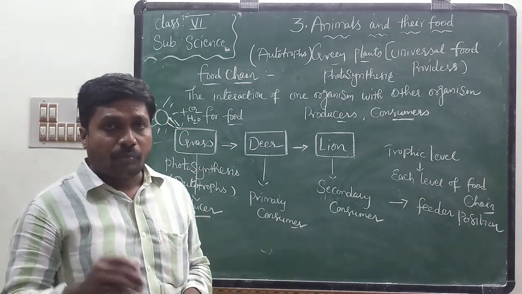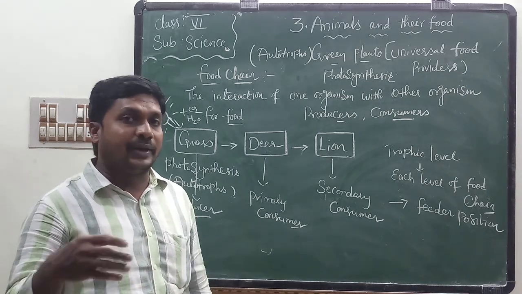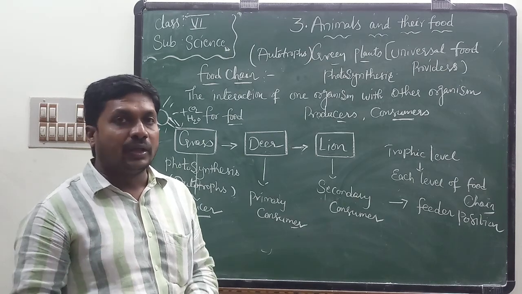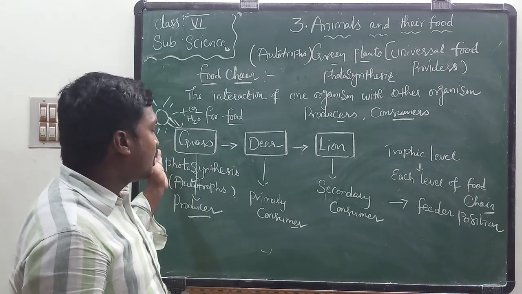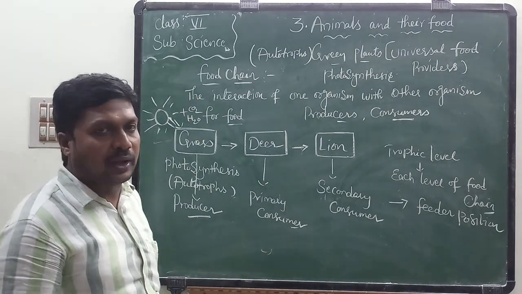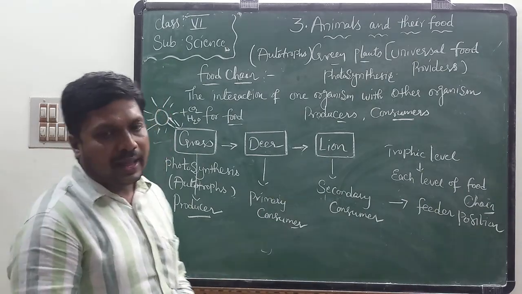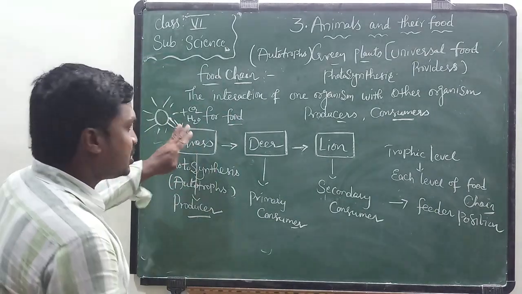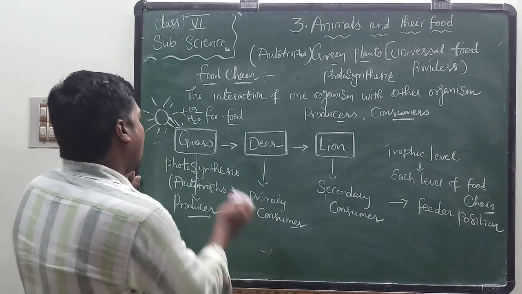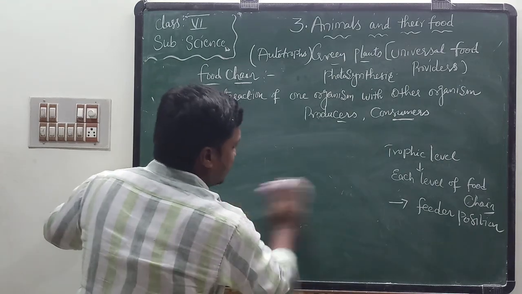Do you know? No organism can live independently. Different organisms depend on different organisms for food, shelter, or mating. Here, this is the one-way direction of interaction between organisms for food. So, I will explain the food chain with some more examples. So, this is the simple food chain. Now, I will explain the food chain with another example. See here, I will draw another food chain.